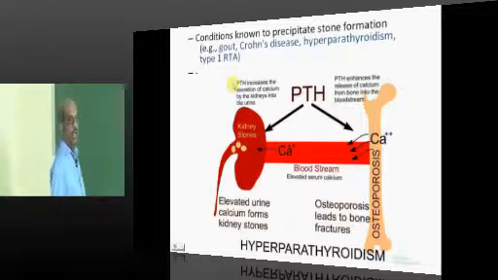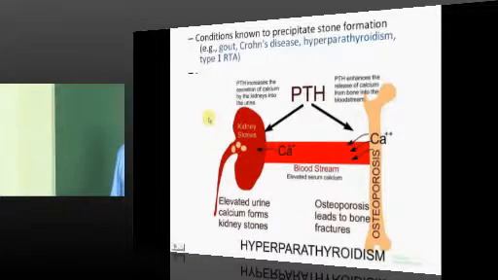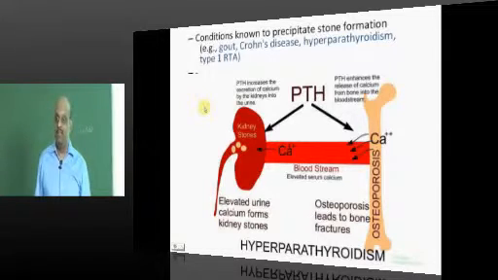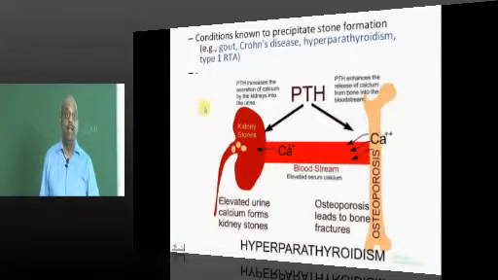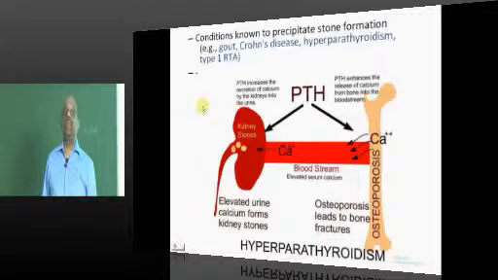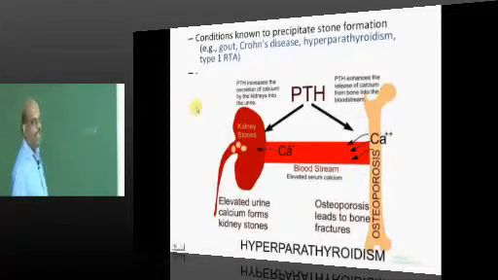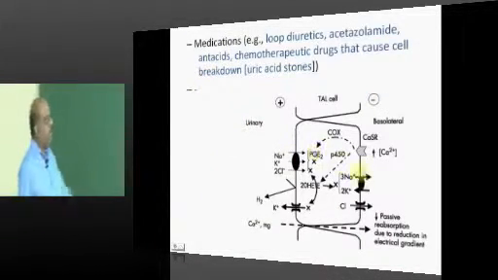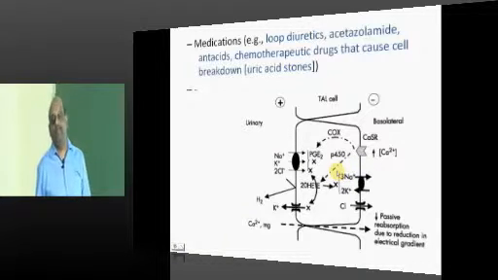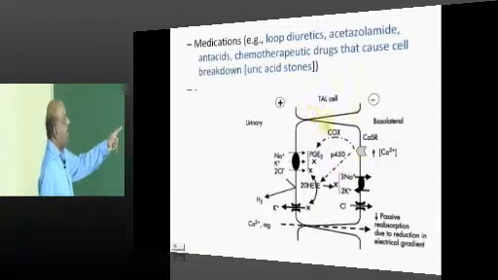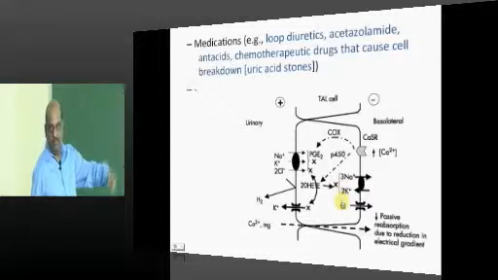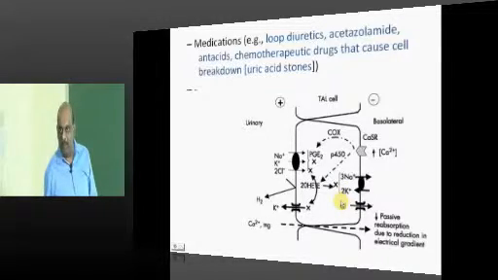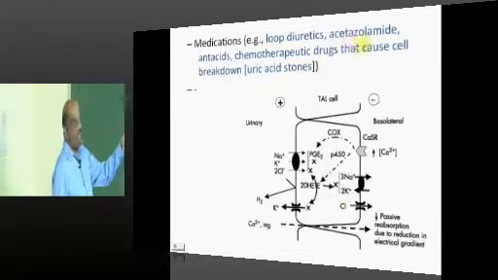Hyperparathyroidism, already we discussed. Type 1 RTA, which is basically what? Distal, not proximal. Useless terminology. There also there is a stone-forming tendency, which needs to be remembered. Loop diuretics, furosemide, what will it be doing? It will be losing the calcium into the urine. Calciuresis it will promote.